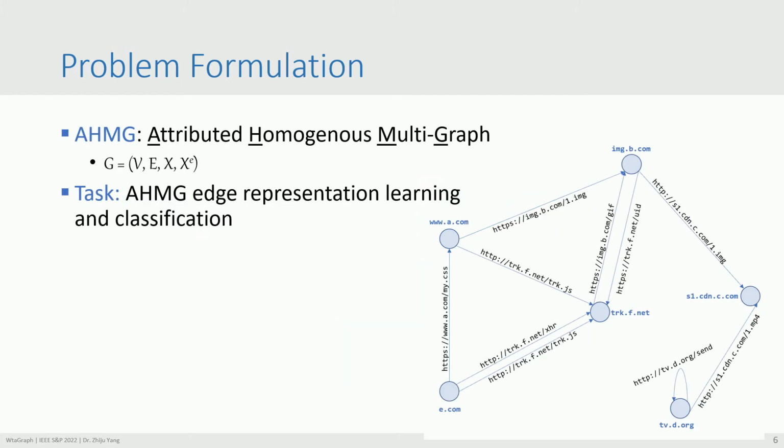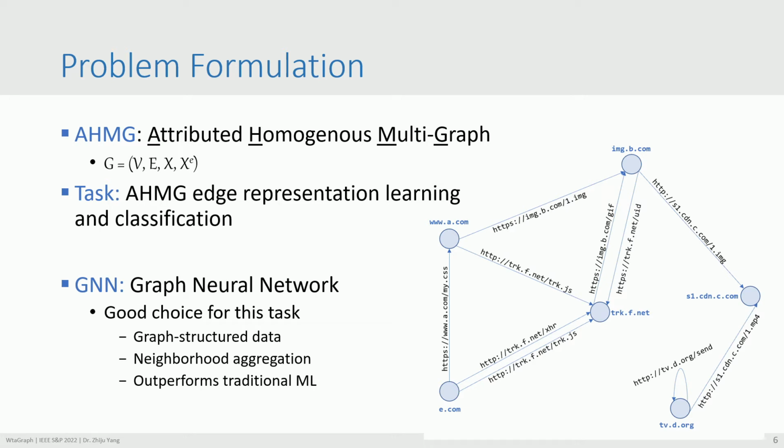More formally, we have this attributed homogeneous multigraph, which you can use to represent the web traffic. As you can see, you can associate different features or attributes to the nodes and edges. And also, in between those different nodes, you can have multiple edges, which is very realistic with web traffic nowadays. And then formally, the task will be edge representation learning and classification in such a graph.